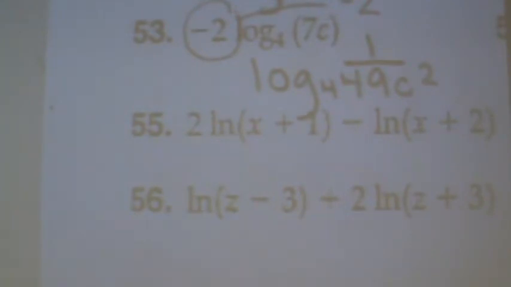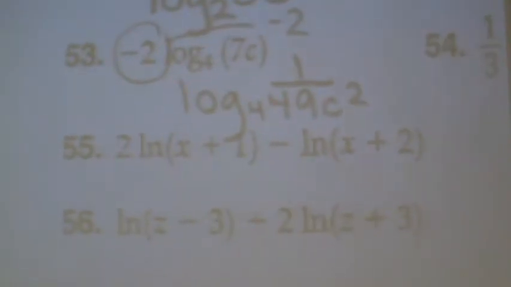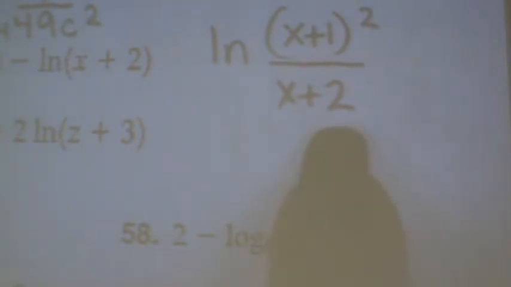How about 55? We've got a 2 here and a minus sign, so what do you have? ln of x plus 1 squared over x plus 2. And there's nothing you can do with that. It's done.